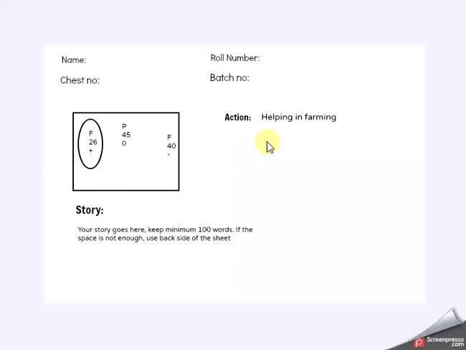Now, in the case of action, you are supposed to write what is currently happening in the picture according to you. This particular portion is given to write the story. Although, if your story extends, you can also use the backside of the sheet to continue your story. Now, as far as the character box is concerned, there are two instructions given: either to write the character details according to the position of the character as seen in the picture, or you can mention the details anywhere.